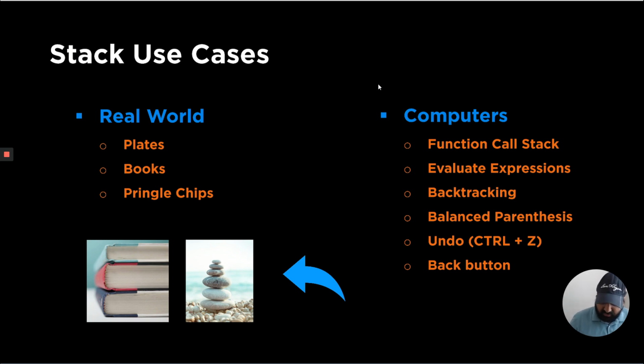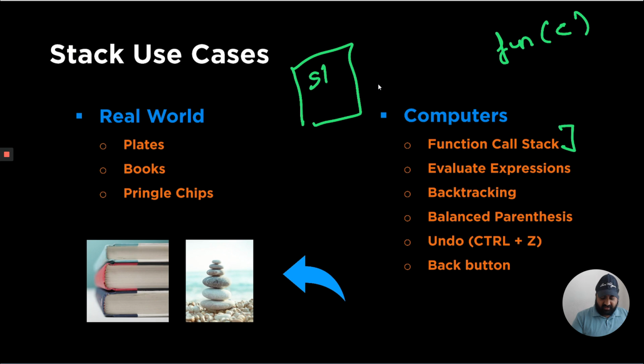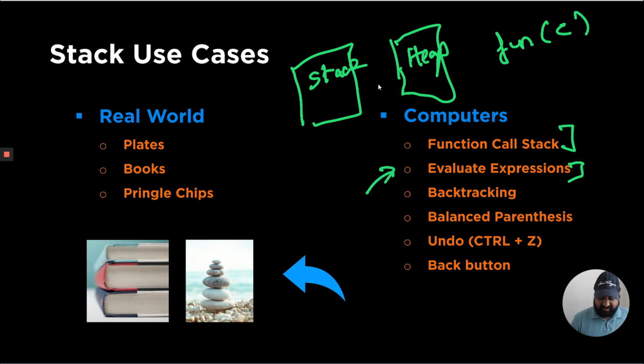So one of the common use cases is the function call stack. We are going to see some of these in more detail in the next few slides. But let's say you are calling one function from another to another. We know computer memory is divided into something called stack and heap, and the stack keeps track of the various function calls. Stacks are also used to evaluate expressions. They are very popular data structures in designing compilers, because compilers always evaluate expressions using stacks.